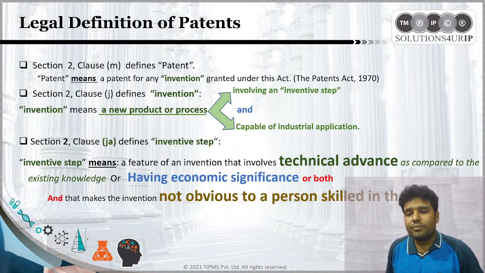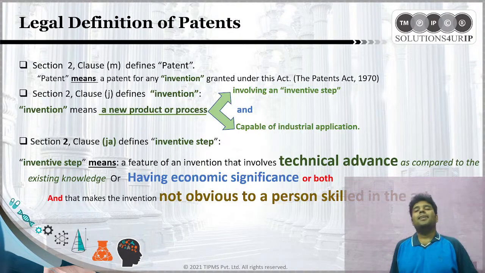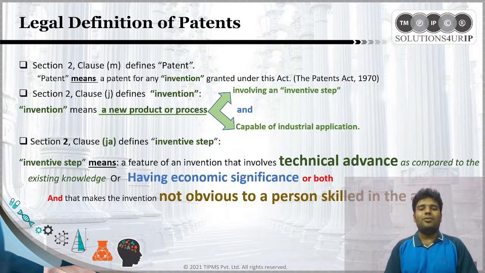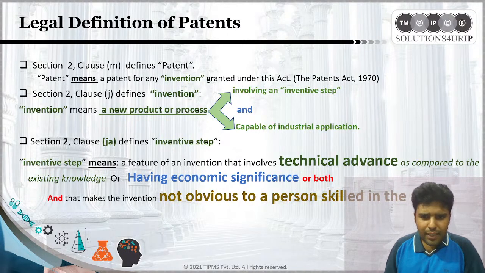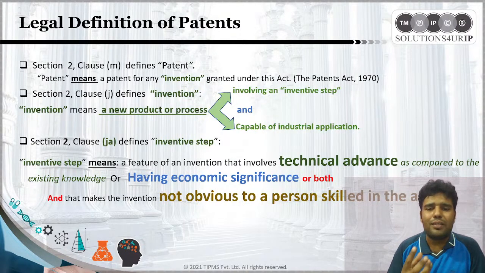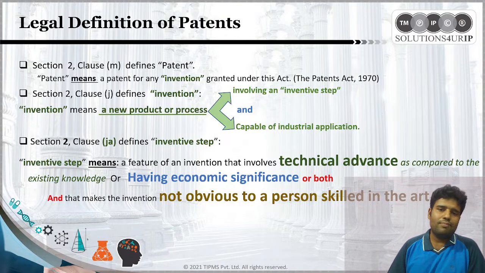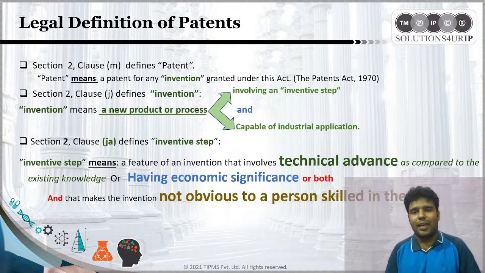इसमें दो कंपोनेंट चाहिए. दो कंपोनेंट क्या चाहिए? टेक्निकल एडवांस. Either इसमें टेक्निकल एडवांस हो सकता है or economic significance, not "and". In your invention, it can either constitute any technical advance or it might have some economic significance. टेक्निकल एडवांस भी हो सकता है, इकोनॉमिक सिग्निफिकेंस भी हो सकता है. Any one of these two.